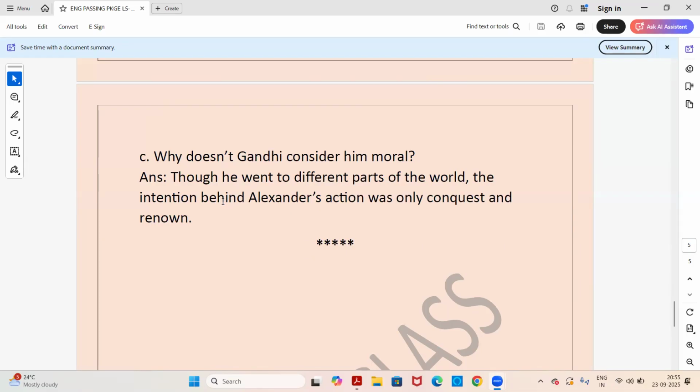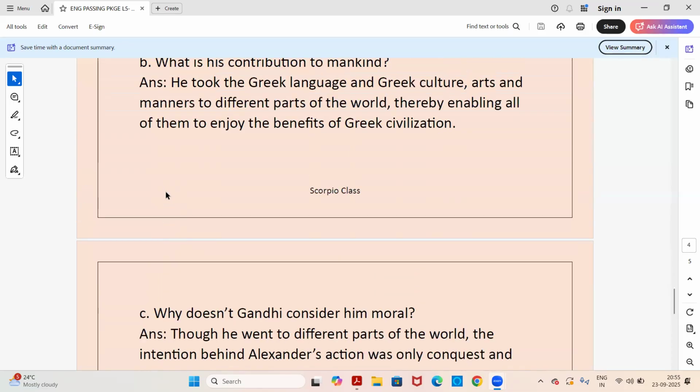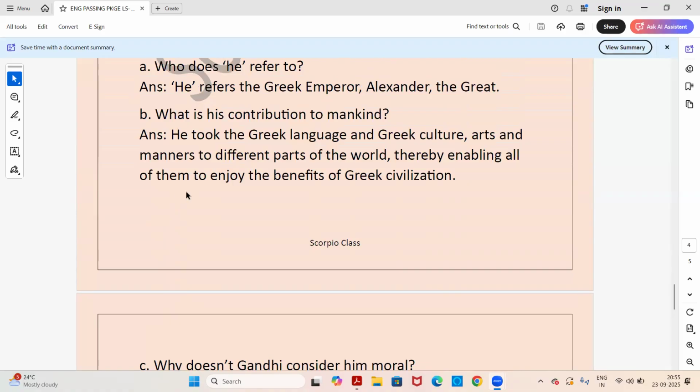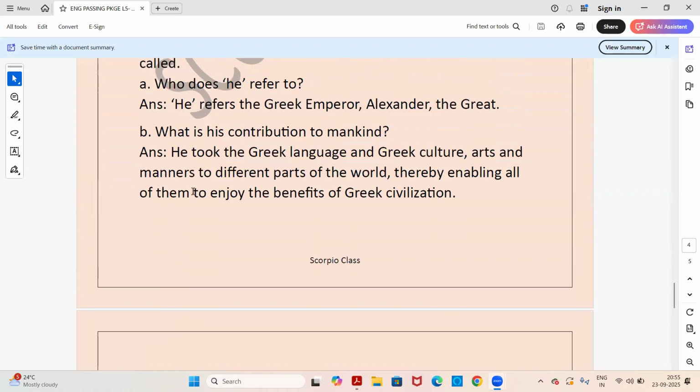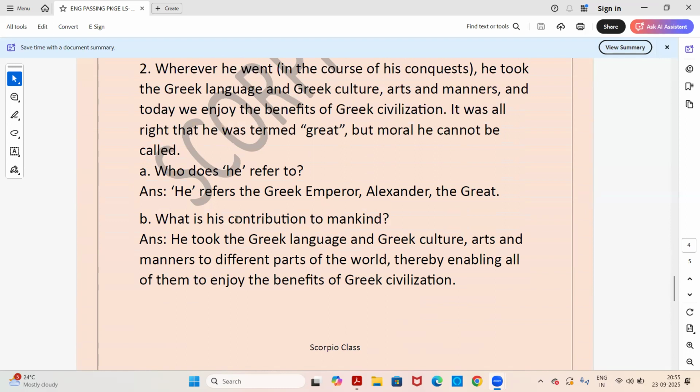Okay, so here we come to an end with the question and answers and the extract based questions of the chapter What is Moral Action, and these are the important questions which are likely to be asked in the exams.